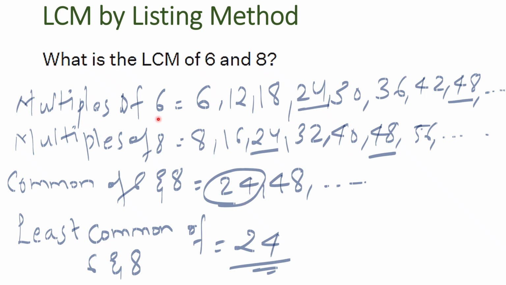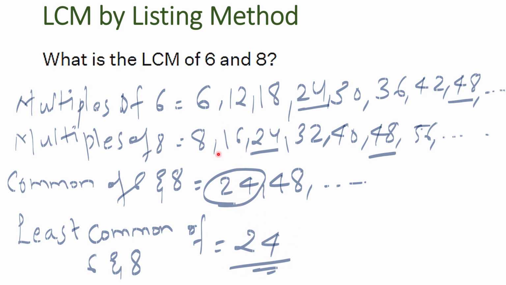First, you'll write all the multiples of 6, at least till you get 2 or 3 common multiples with the other number. Then you will write multiples of 8. Okay, and then you will write the common multiples of both, which are common in 6 and 8. Now from these common multiples you will list down the least common of both. Now the least common of both is 24, so 24 will be my answer.